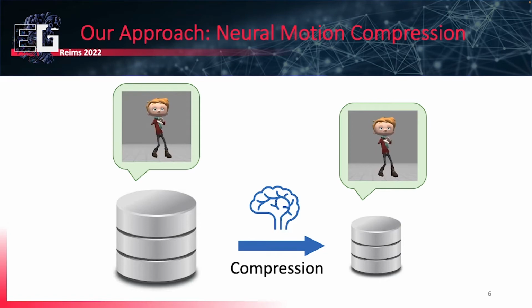In this research, we investigate neural motion compression, a learning-based algorithm to compress character motion sequences. Given an animation sequence, our goal is to automatically find its compact representation without losing the visual quality.